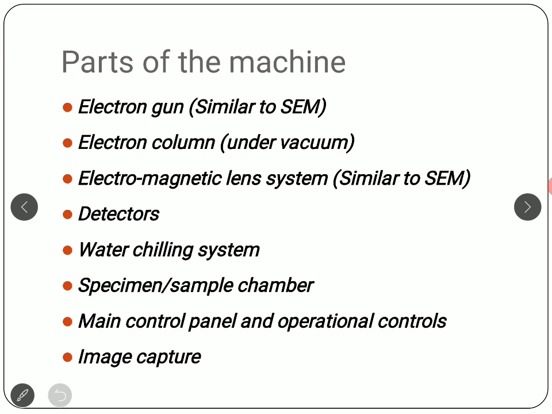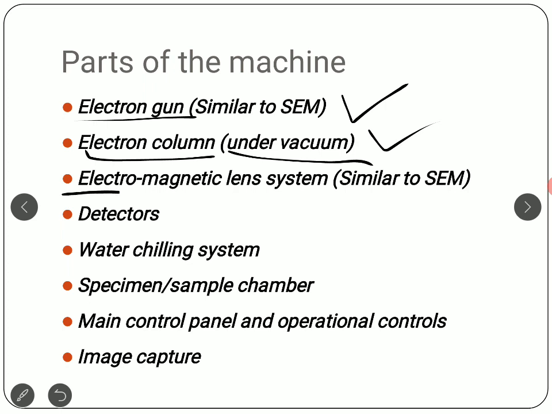So the electron gun is there at the top, which is similar to SEM, and the entire electron column is basically placed under vacuum for obvious reasons which we have already studied. And then there is the electromagnetic lens system, similar to SEM. So we have the different lenses which we have seen. These are nothing but used for collimating, making the signal better, focusing, and so on.